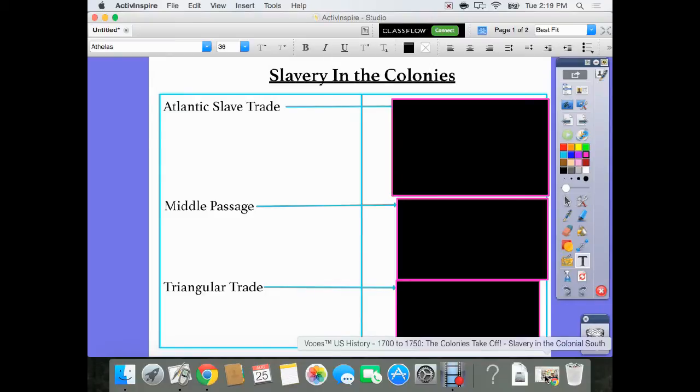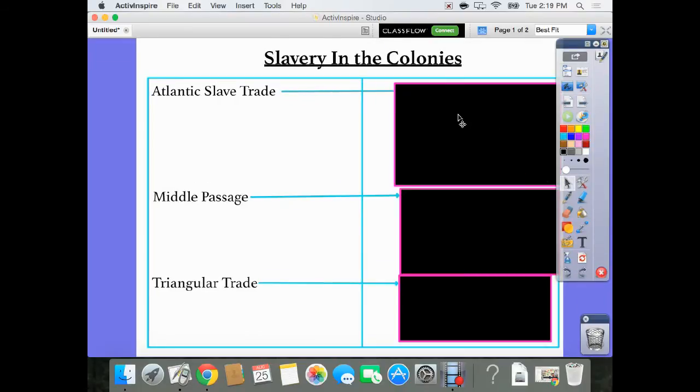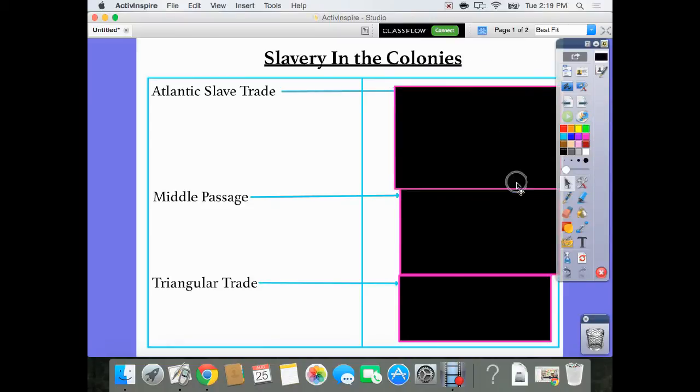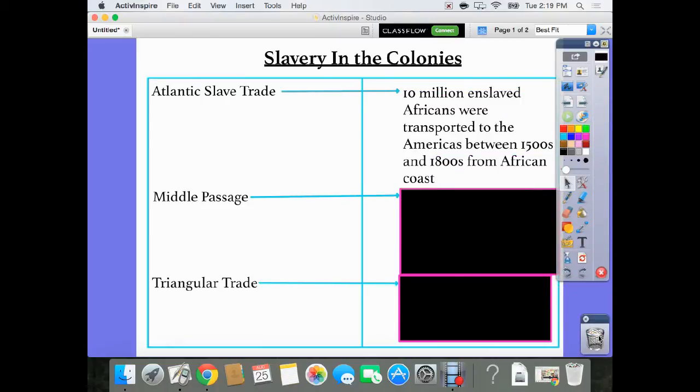So the first one we're going to talk about is actually what it encompassed total as the Atlantic slave trade. This was moving the African slaves either into the Caribbean islands or into America. So during this time, about 10 million enslaved Africans were transported to the Americas. This was between 1500 and 1800, which you'll see right here on the notes. They were taken from the African coast.